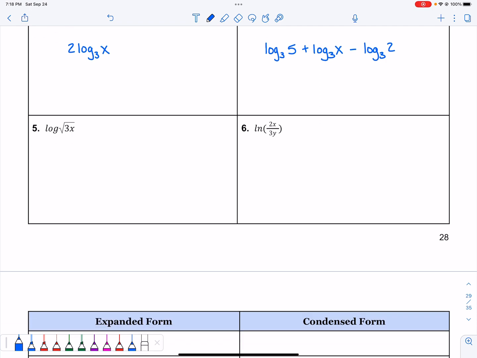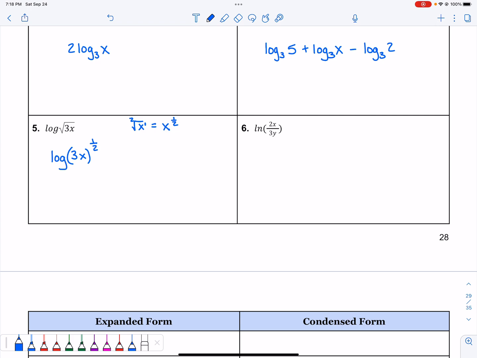Number 5, I have log of the square root of 3x. What I would do first is say that's the same thing as log of 3x to the 1/2 power, which is the way you could rewrite a square root. They mean the same thing. Like the square root of x, in other words, equals x to the 1/2 power. You have an inside number of 1 and an outside number of 2. So they go together as a fractional exponent.